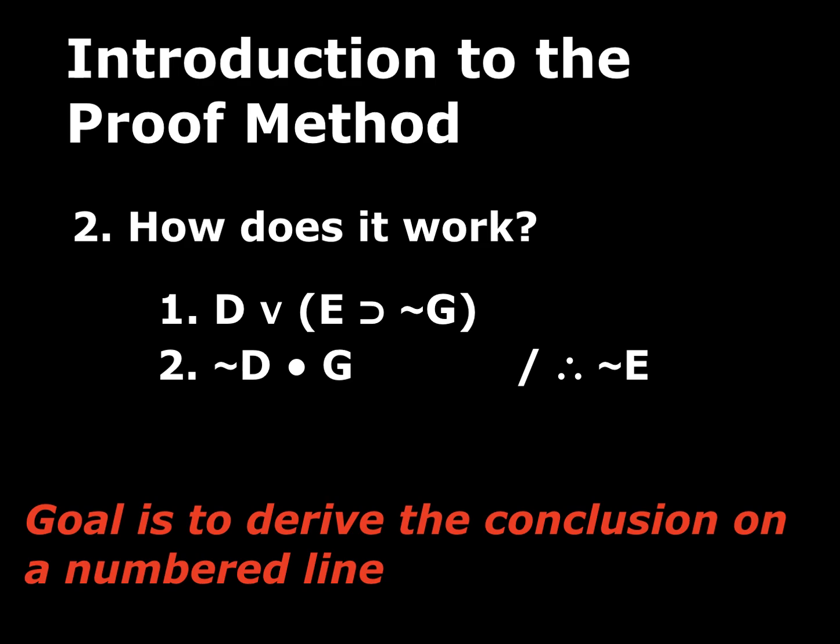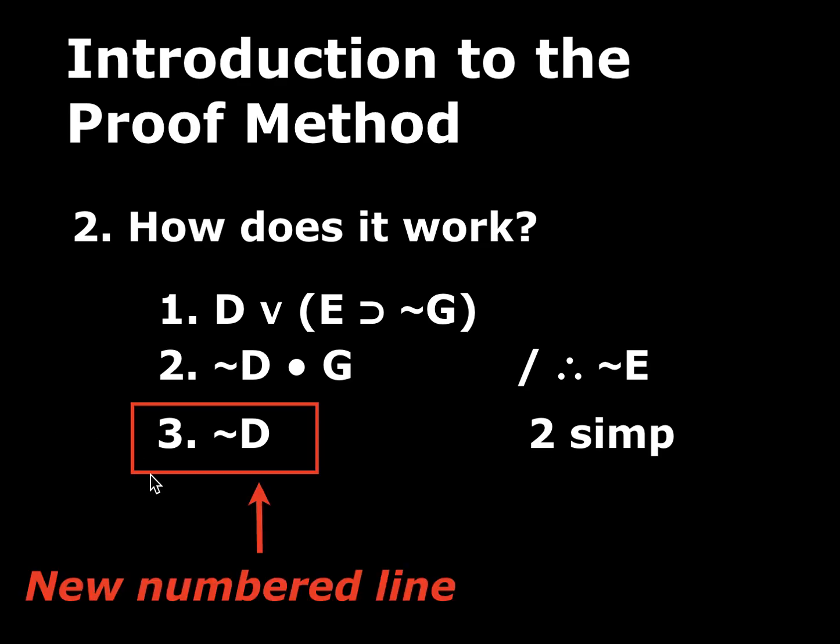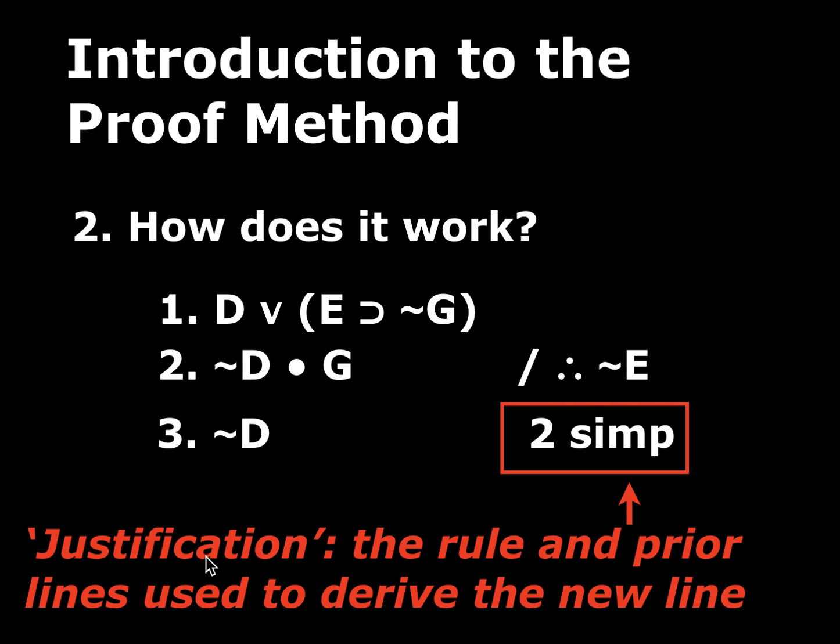So how does that work? Well, for instance, on this proof, the first thing I would do is create a new line 3, not D. Where did this come from? Well, first, this is the new line that I derived. And then over here is what we call the justification. This is the rule that I used in order to derive the line. Simplification is the name of the rule, and I'll introduce that later. And I used the rule of simplification on line 2.